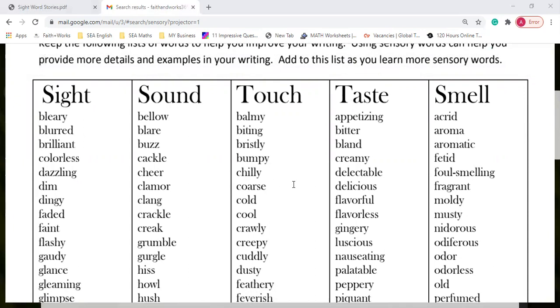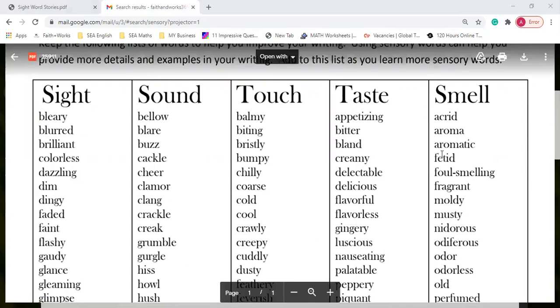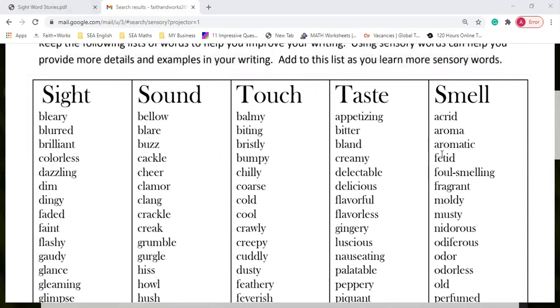All right, let's look at taste. Let's look at all these words for taste. So instead of saying it tastes good, it tastes nice, we have different words for taste now. Go ahead. Appetizing, acrid.